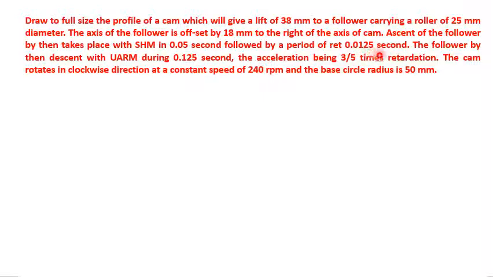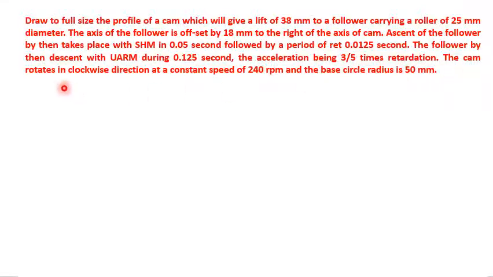0.0125 second. The follower then descends with UARM. So here descent is nothing but the return stroke. The return stroke is by uniform acceleration and retardation motion, and the time is 0.125 second. The acceleration is 3 by 5 times the retardation. So some relation between acceleration and retardation is given.